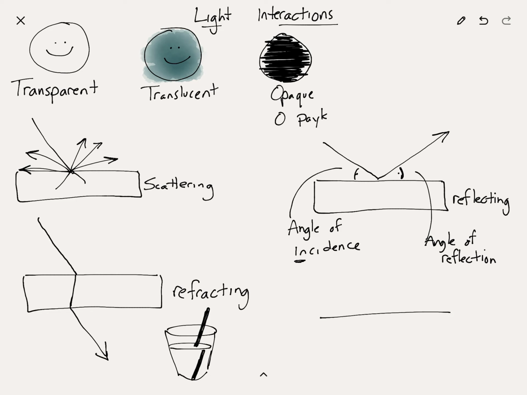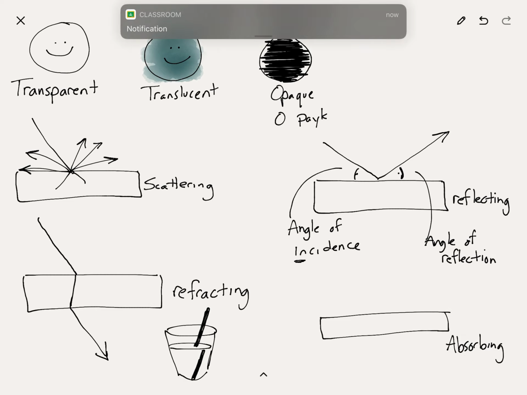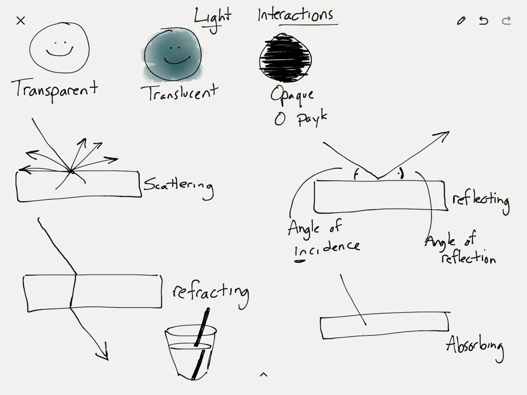And the last one is the simplest of all. This is absorbing. That's when light goes into a surface and it just is absorbed in there. Usually it's transferred to heat. Okay? If you wear a black shirt, a lot of the light is absorbed into your shirt and it heats up. That's what causes it to be uncomfortable.